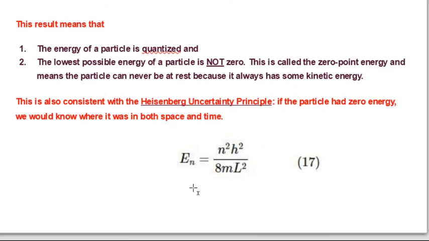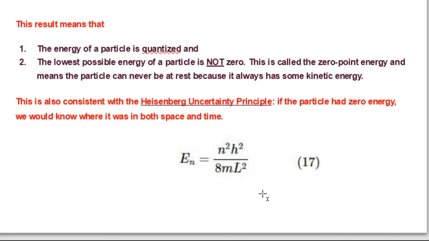Also, the lowest value for n is 1. So the lowest energy will be En equals h square by 8 m L square, and that cannot be equal to 0. What does it indicate? The particle in the lowest energy state has a finite value of energy, a finite value of kinetic energy. It is called zero point energy, and it indicates that the particle is not at rest. It has some movement, and that is in accordance with the uncertainty principle as well.